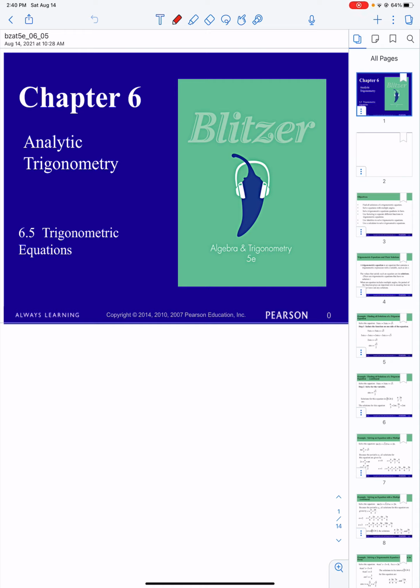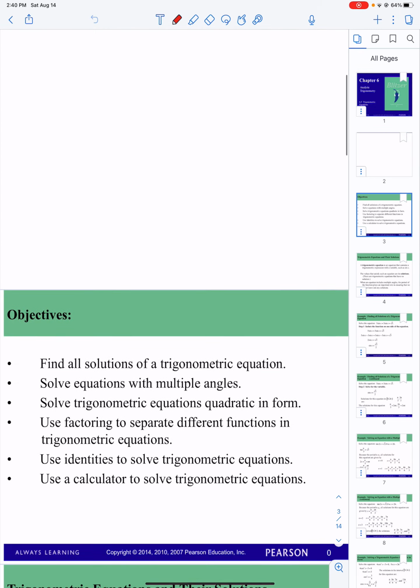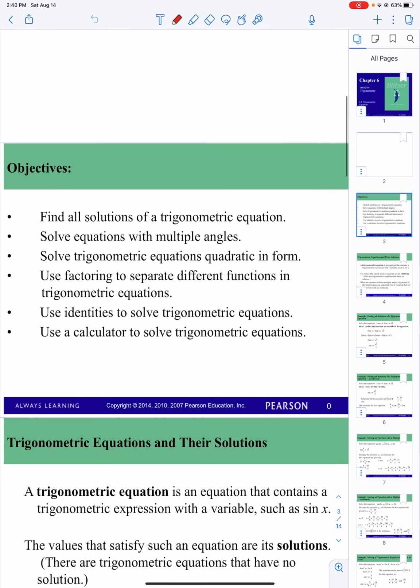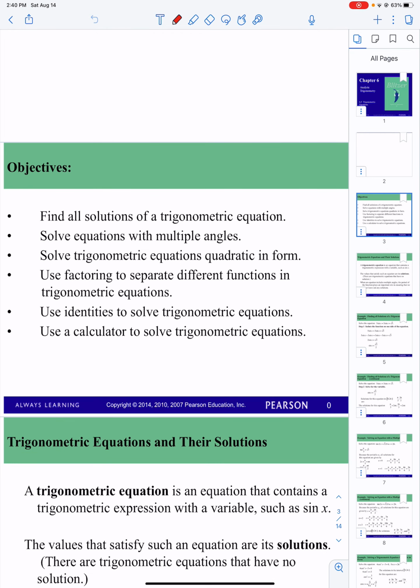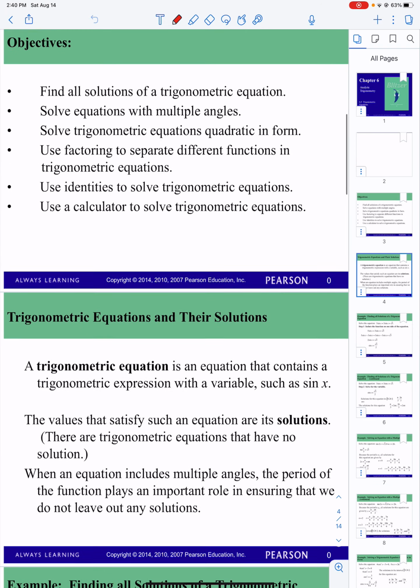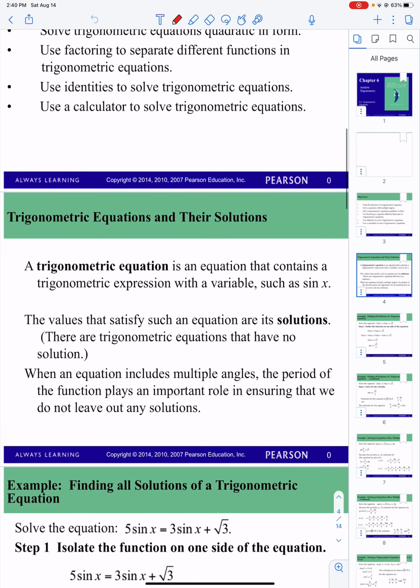Okay, so we will continue to talk about trigonometric equations and how to solve them in this section. We want to find all the solutions and solve equations with multiple angles. Solve quadratic equations in quadratic form, using factoring, identities, and even a calculator. So what is a trigonometric equation?